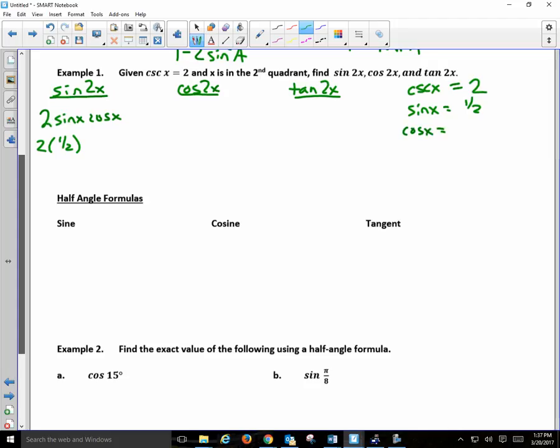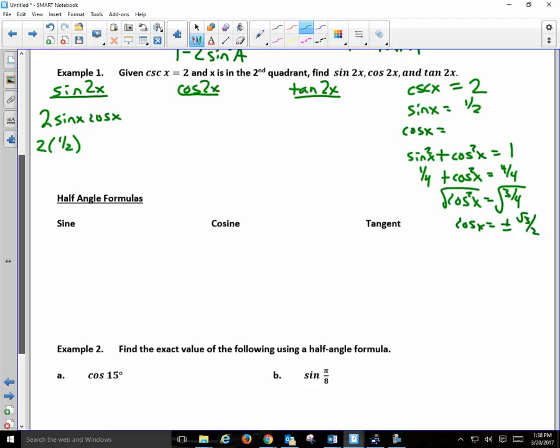How'd you get the root of 3 over 2? Yep. So that's all you have to do. We've done that 15 times this year. Sine squared plus cosine squared is 1. Square sine, what's 1/2 squared? 1/4 or 0.25 plus cosine squared is equal to 4 over 4. Now what? Subtract the 4th. Cosine squared of x is equal to 3/4. Square root both sides. Cosine of x is equal to positive or negative root of 3 divided by 2.